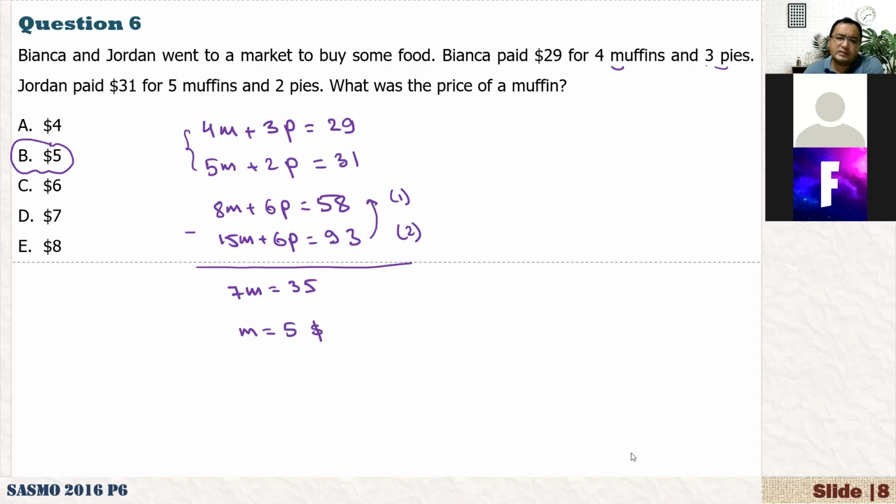All right, this is a very easy question, but in grade 7, usually you don't study the system of linear equations. But here, the idea is very simple. Write your equations, eliminate one of the variables, and solve for it. Anyway, let's move to the next question.